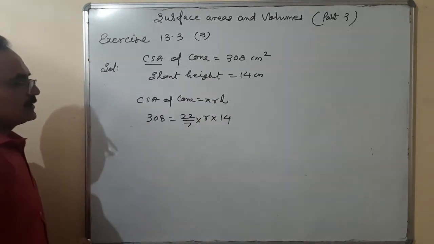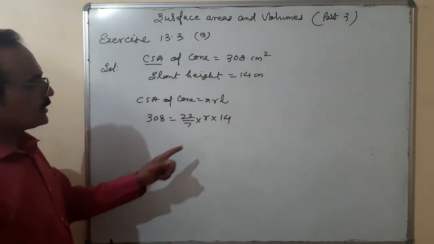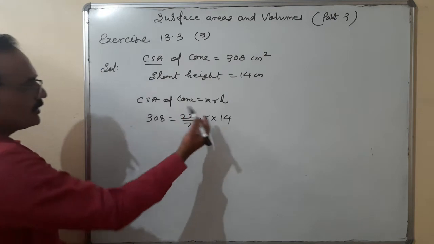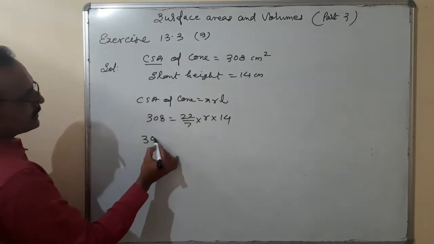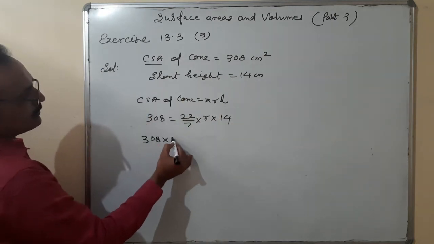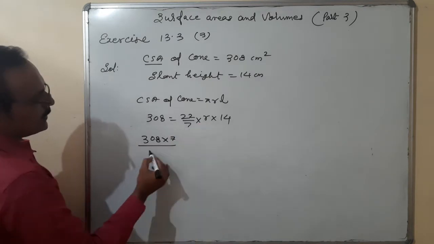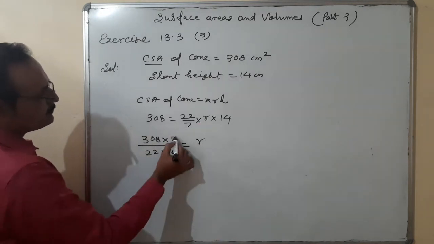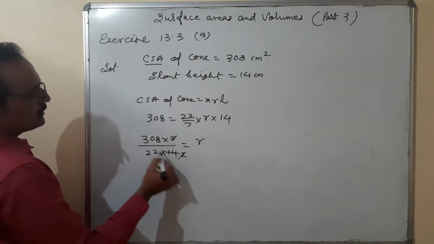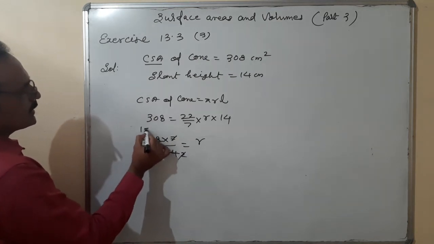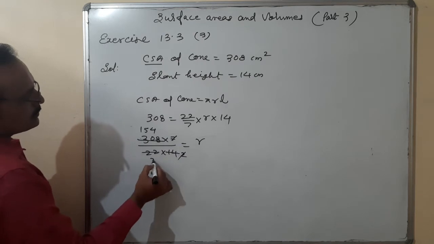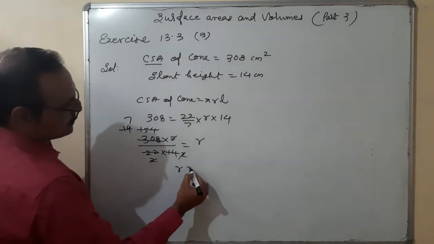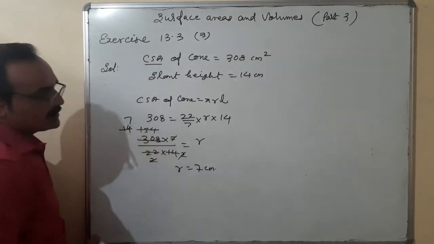So with the help of this equation, because the unknown term, the term which we are going to find the value of, that is r. R is to be kept here only, other terms will be shifted here. 308 multiplied by 7 upon 22 and 14 in denominator is equal to r. 7 2 is 14, 2 1 is 2, 2 5 is 10, 2 4, 11 2 is 11, 1 is 11, 4 is 2, 7 is. So r is equal to 7 centimeter. One answer we got.